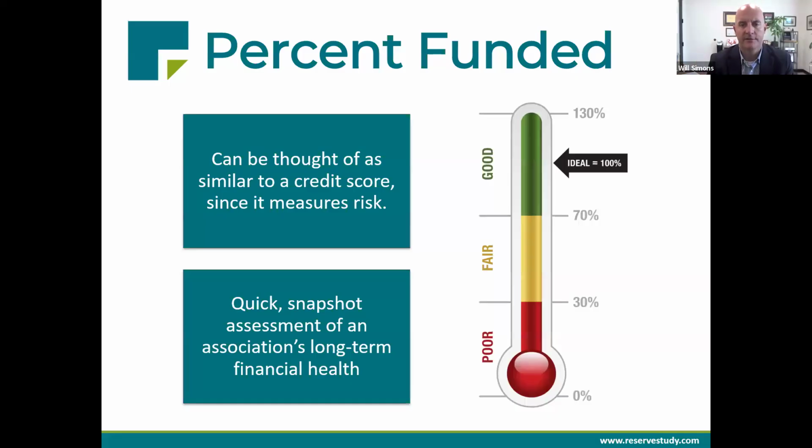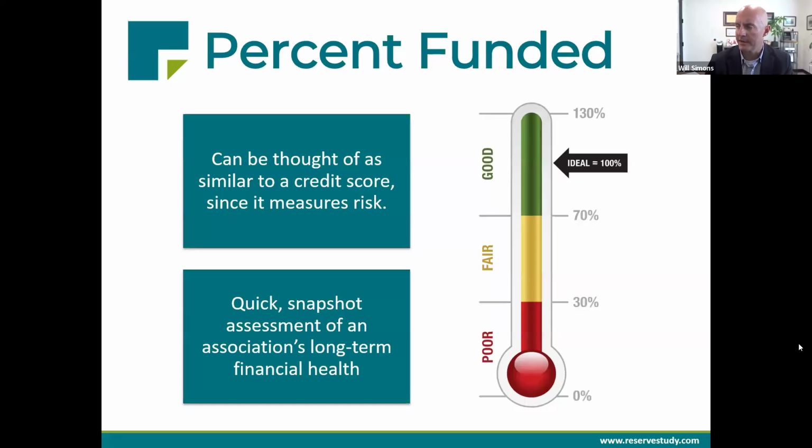One of the best ways that I've found to explain this concept of percent funded is to compare it to something like a credit score for an association, right? Everybody here today has had their credit report pulled. Maybe some of you know offhand what your score is, but you understand the concept, right? To an outside party like a bank or a credit card company, that score is an indicator of what kind of risk you are, right? So in the same way, if you think of your reserve study like a credit report for the association, but you have to distill that down to one key result, right? One metric, then I would say that should be your percent funded.